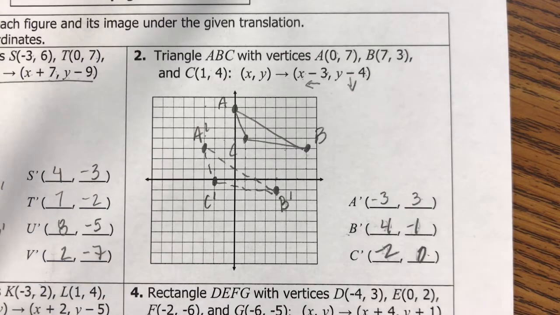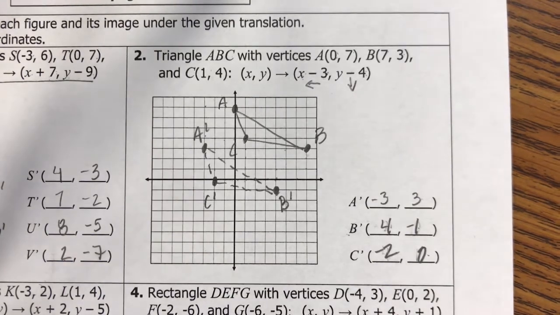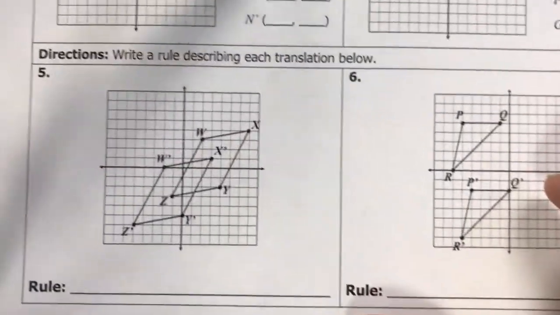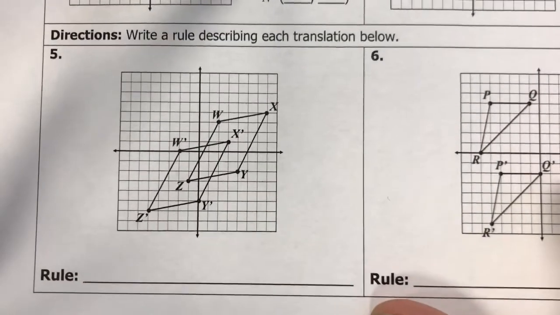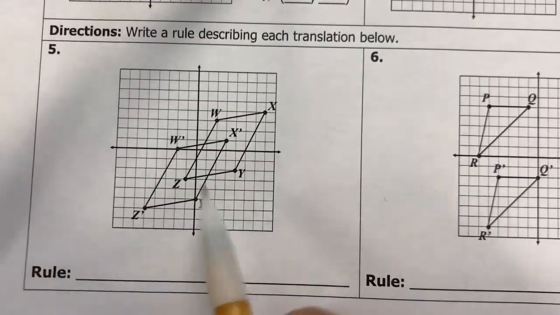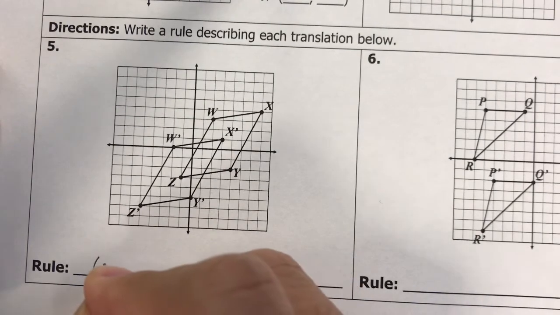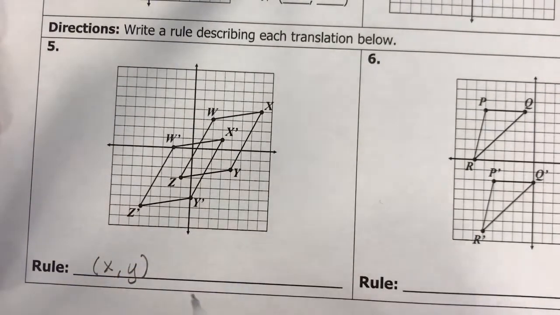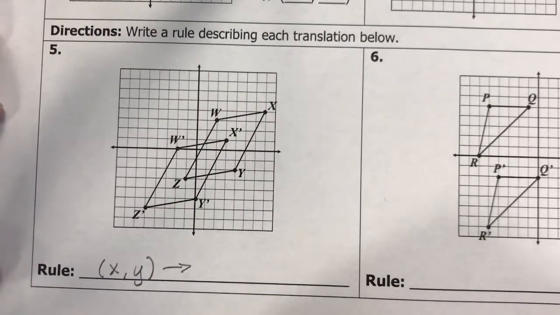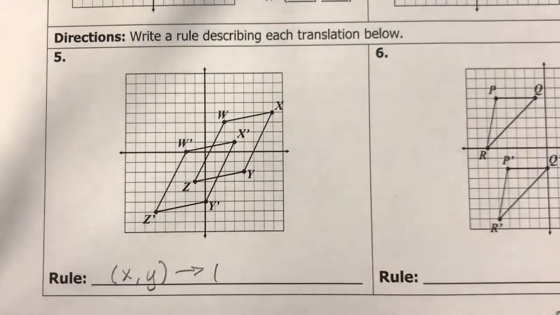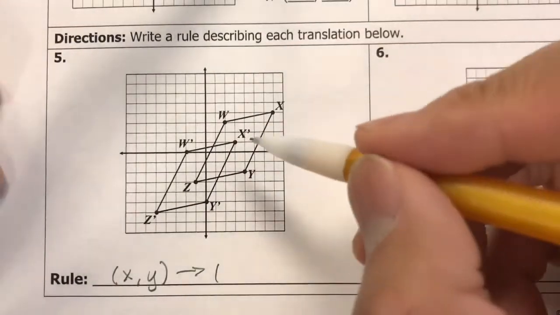All right, but those are the two different ways that you can translate the preimage to the image. Then we can go backwards. So here we have a parallelogram, and we want to write a rule. The rule always starts with parentheses x comma y, and then an arrow to show that we are moving or mapping each point. And now we just want to make it look like what we had in example 1 and example 2. And so here, now we just count.